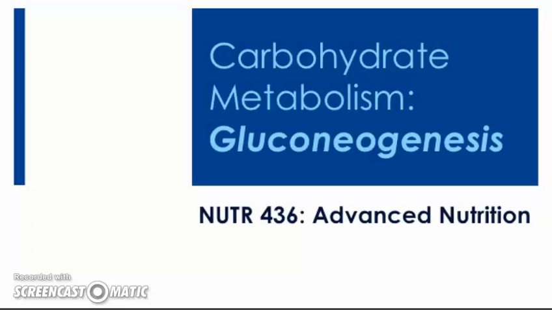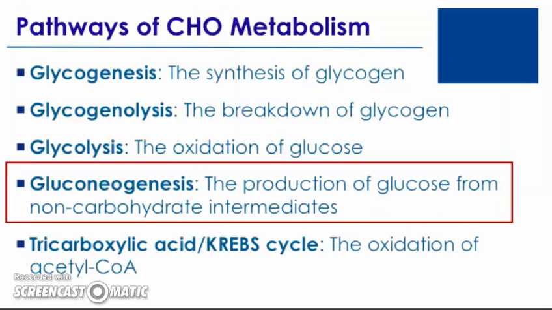Carbohydrate metabolism, gluconeogenesis. In this slide presentation, we will review gluconeogenesis, the process of forming glucose from non-carbohydrate sources such as lactate, pyruvate, oxaloacetate, glycerol, and glucogenic amino acids. It is important to note that gluconeogenesis occurs only in the liver.